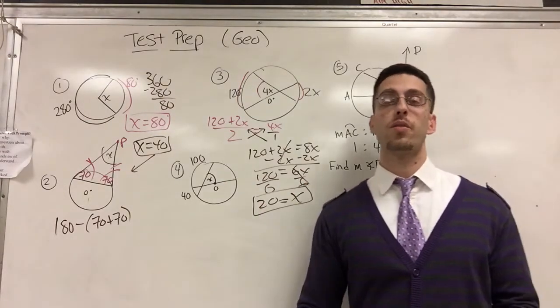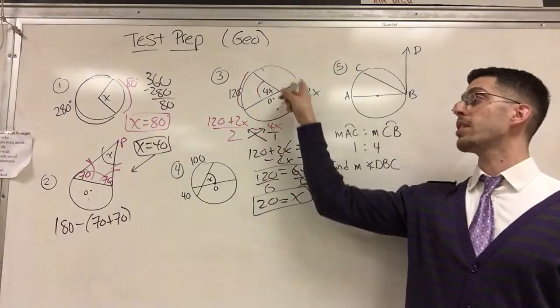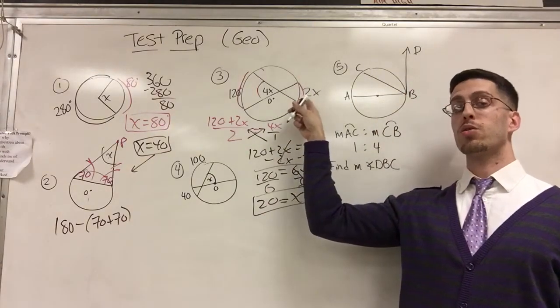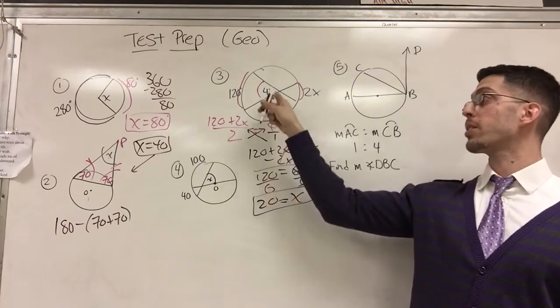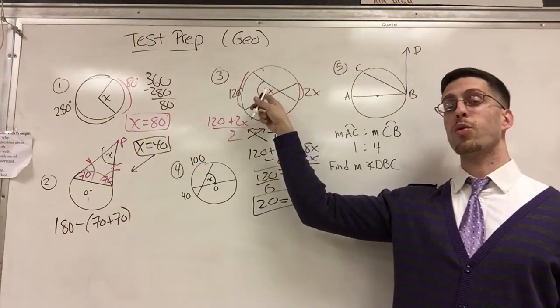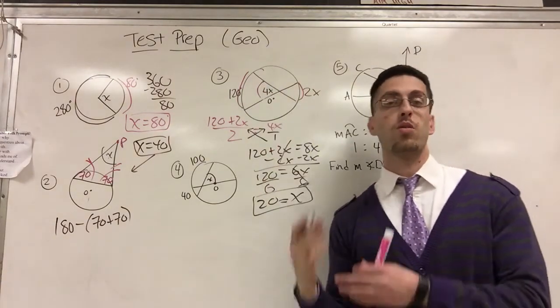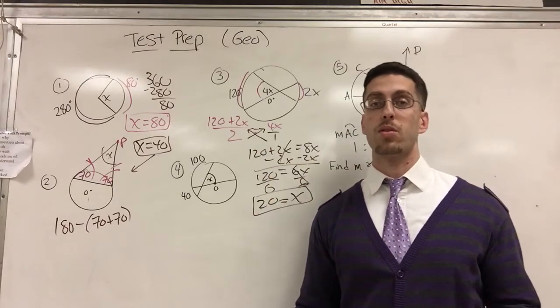Once you find x, if they ask you to find x, you're done. They might ask you to find this arc, so just plug in 20 here. 2 times 20 is 40. Or they might ask you to find this angle, so plug in 20 here. 4 times 20 is 80. Once you find one thing, you can find all the other pieces, just like a puzzle.